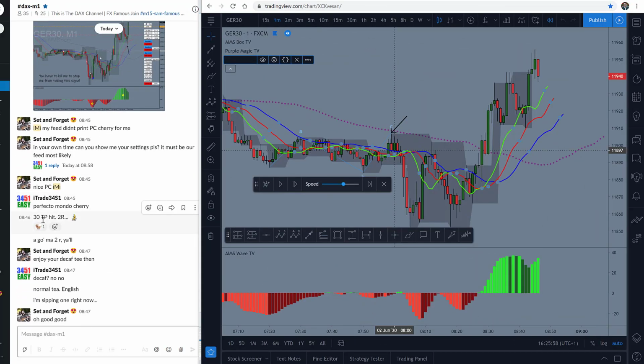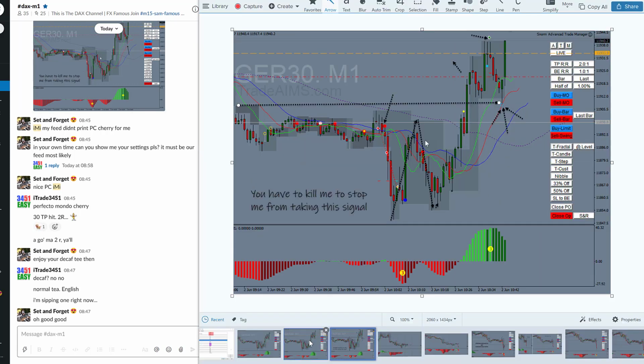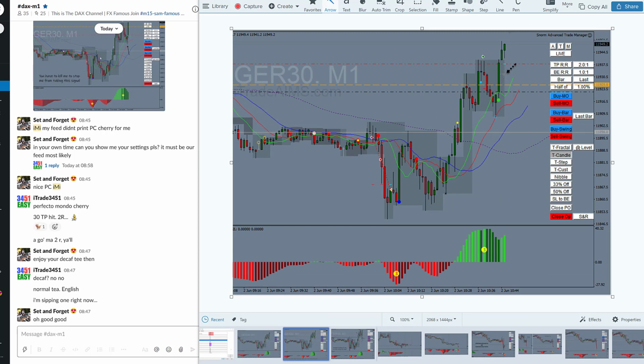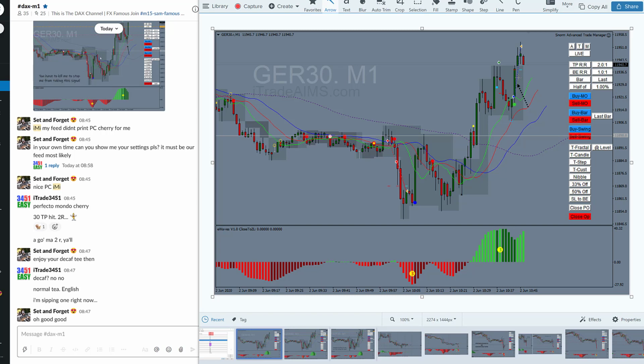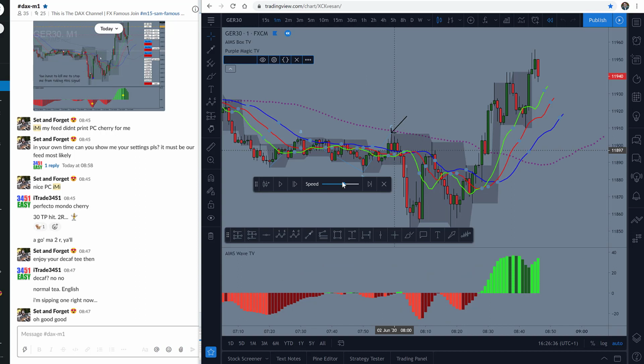Okay, perfectamundo cherry, 30-point target hit, 2R. So that hit because this was a 15-point stop loss, and a 30-point target was hit over there. Let me show you next. So as you can see, this trade, when the price hit those levels, the 1R stop loss was brought to break even, and then the candle trail, as you can see, had already begun. What happened next is that the market goes and hits my target point, and I'm out. So that's another beautiful trade, but we are not done yet.